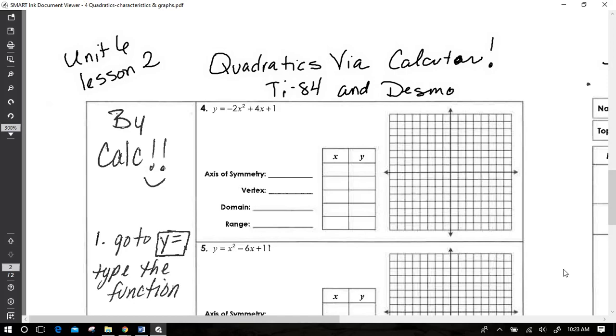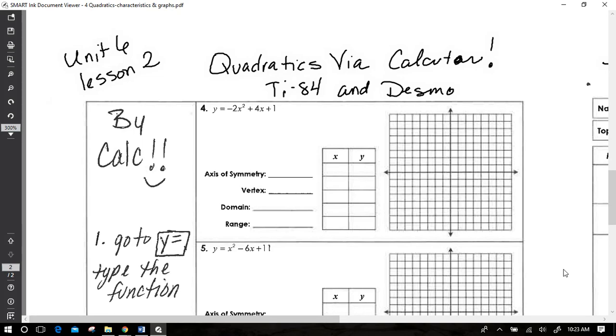Today we're going to do Unit 6, Lesson 2. I promised you that we would not always have to do these quadratics by hand. Today I'm going to introduce you to how to do them all on the calculator. We are going to do some on our TI-84 calculator, and we're going to do some using Desmos. Okay? So this hopefully will go a little quicker than yesterday.